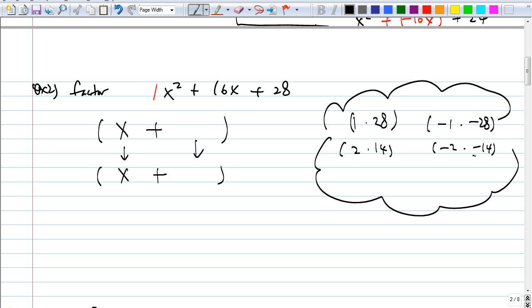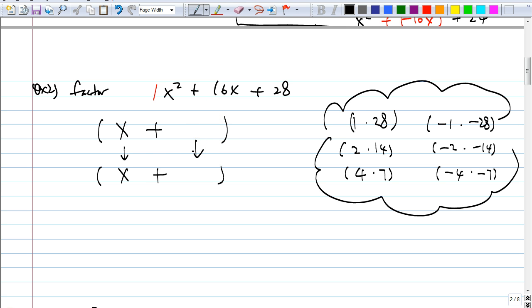Are there any others? Does 3 go into 28? No. What about 4 and 7? If I could have 4 and 7, what else could I have? Negative 4 and negative 7. And now at this point, it's kind of like a multiple choice. Which one of these pairs do you think will go in here?